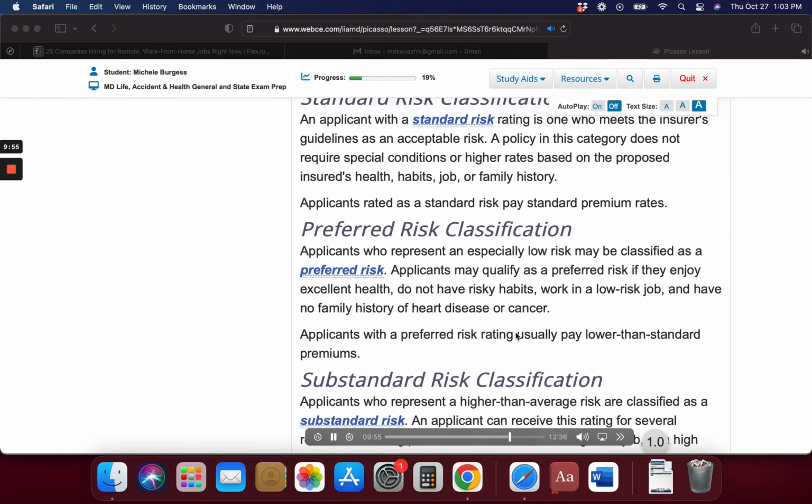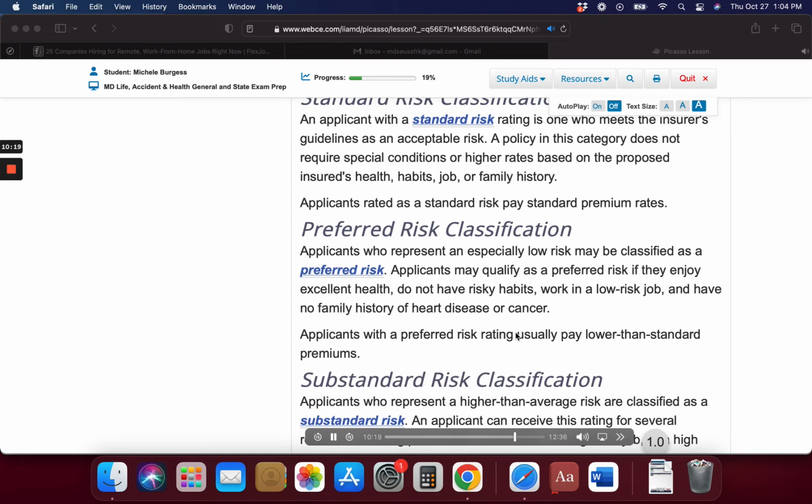Substandard risk classification. Applicants who represent a higher than average risk are classified as a substandard risk. An applicant can receive this rating for several reasons, including poor health, bad habits, a dangerous job, or a high number of early major illnesses in the family. Applicants with a substandard risk rating pay higher than standard premiums.